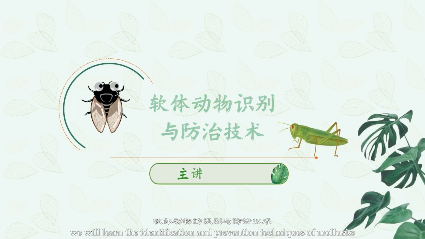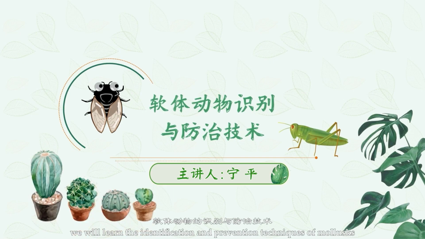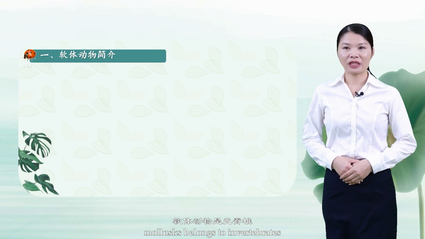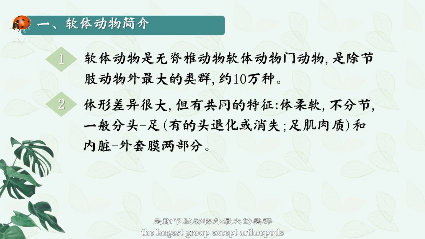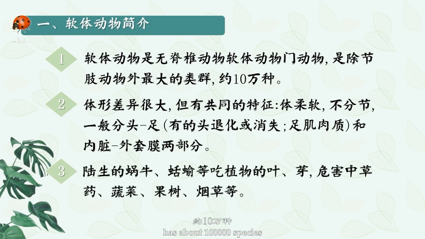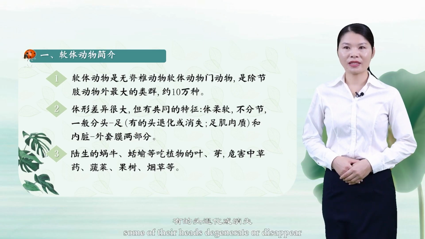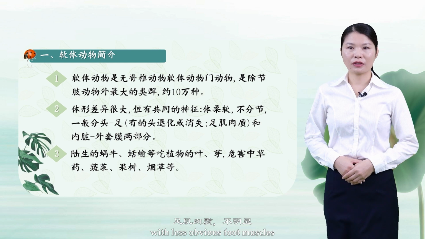Everyone! Today, we will learn the identification and prevention techniques of mollusks. Mollusks belong to invertebrates. The mollusk phylum, the largest group except arthropods, has about 100,000 species. There are great differences in terms of their body shape, but they have common characteristics: soft body, not segmented, generally divided into head, foot, and viscera mantle. Some of their heads degenerate or disappear, with less obvious foot muscles.